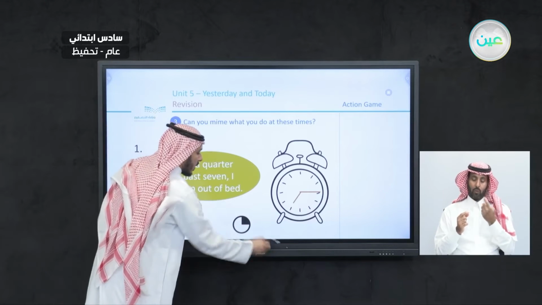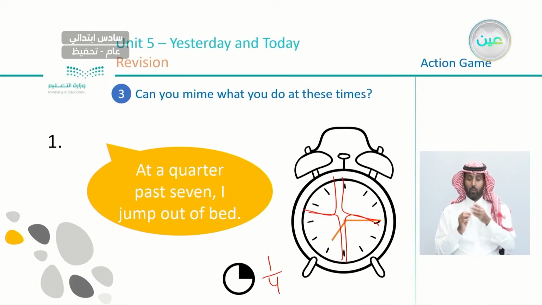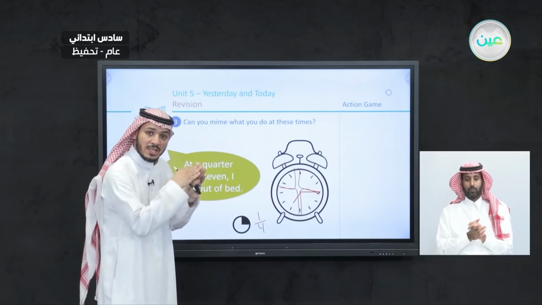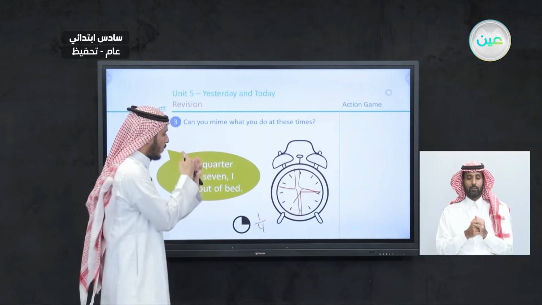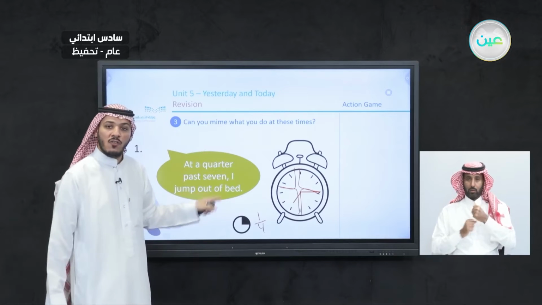Okay, so this is the quarter. So 1, 4. This is the quarter. So at a quarter, so we have this. This is a quarter. This is another quarter, a quarter, and a quarter. So we have 4 quarters here. Okay, so at a quarter past 7, after 7. Past means what? After. So we have quarter past 7, I jump out of bed.